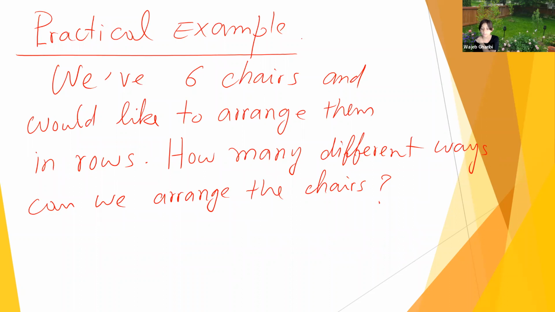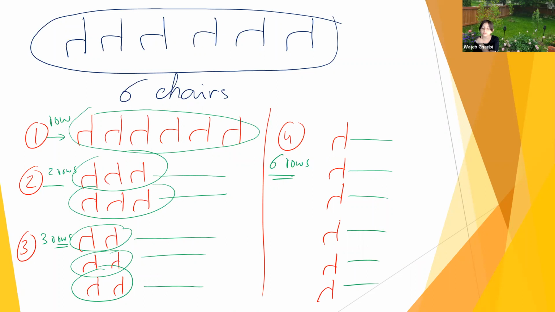The practical example of this: we have 6 chairs and would like to arrange them in rows. How many different ways can we arrange these chairs? We can arrange them in 1 row, putting 6 chairs together, or 2 rows with 3 in every row, or 3 rows, every row has 2 chairs, or 6 rows, every row has 1 chair. And see how many different ways: 1, 2, 3, 4. So it means 6 has how many factors? 1 is a factor, 2 is a factor, 3 is a factor, and 6 is a factor.